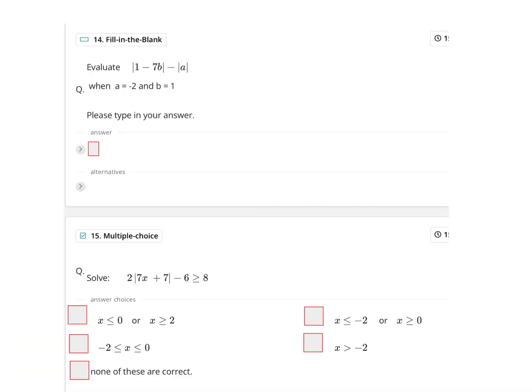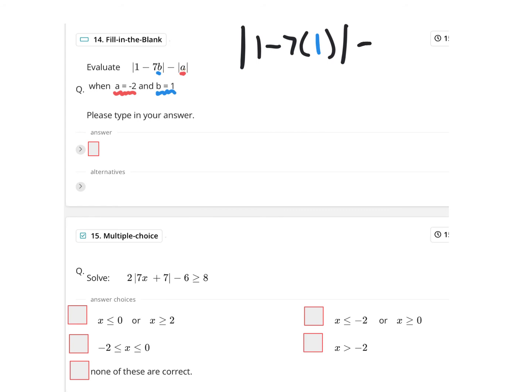Number 14 is a pretty straightforward question. They're telling you to evaluate, not solve. So what we want to do here is plug in the A value of -2 and the B value of 1 right in here and right there. So let me rewrite the whole thing. I have the absolute value of 1 minus 7 times B. B is 1. Close absolute value, right? Close absolute value minus the absolute value of A.